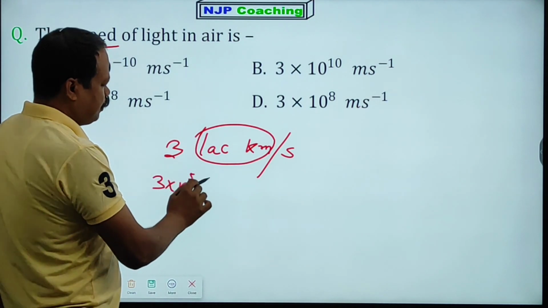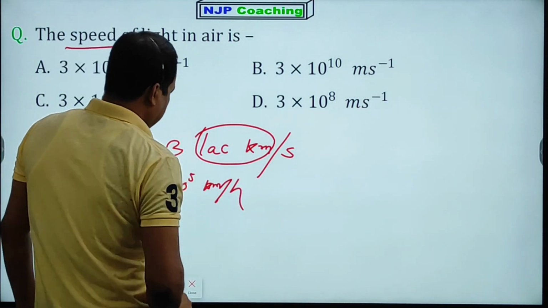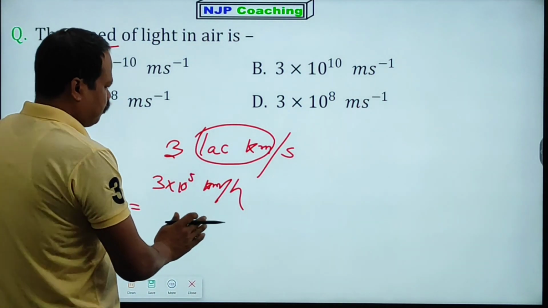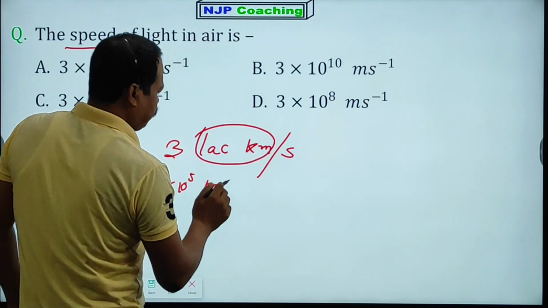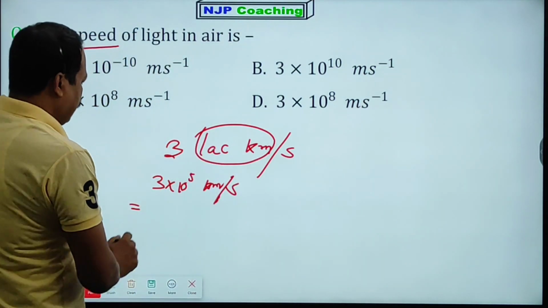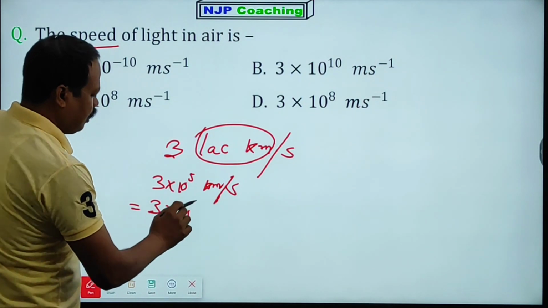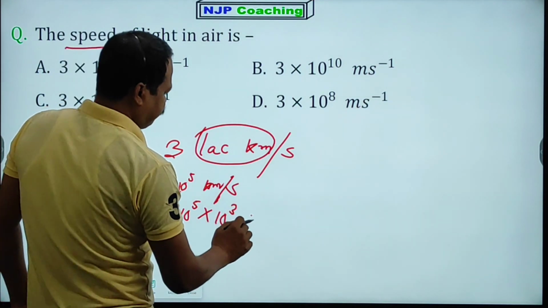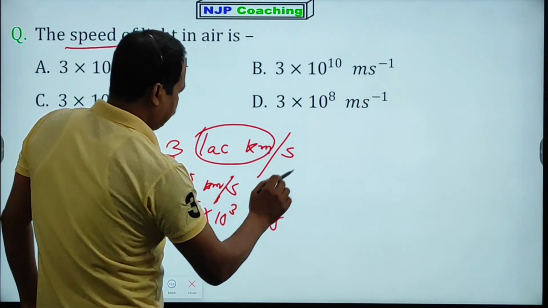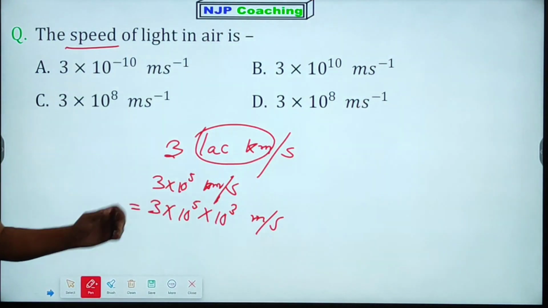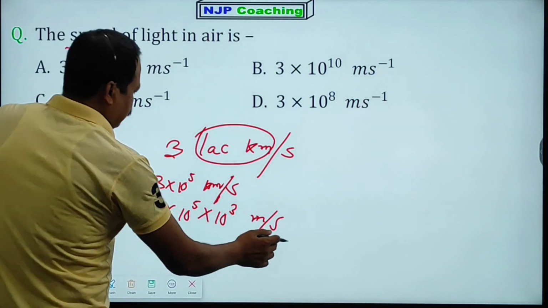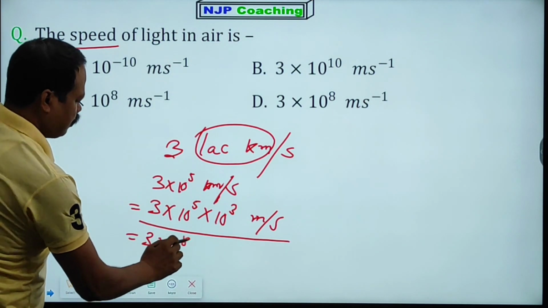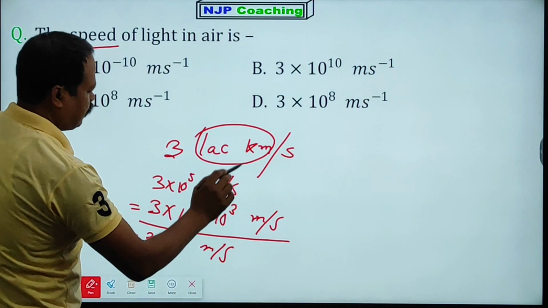3 into 10 to the power 5 kilometer per hour, and if we take kilometer, sorry, not per hour, 3 lakh kilometer per second. And if we express kilometer in terms of meter, then we have to multiply by 1000. Then it is 3 into 10 to the power 5 into 10 to the power 3. Then it will be 3 into 10 to the power 8 meter per second.